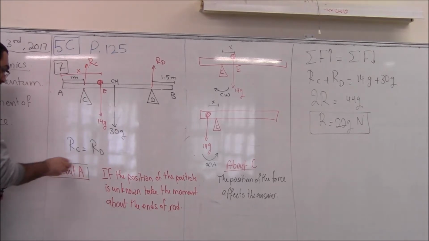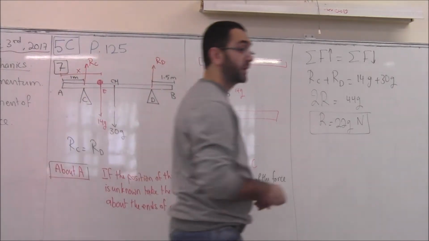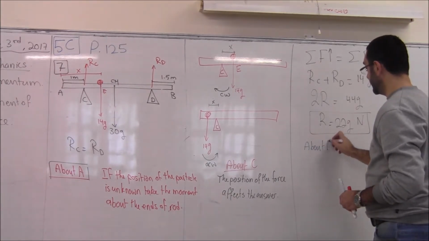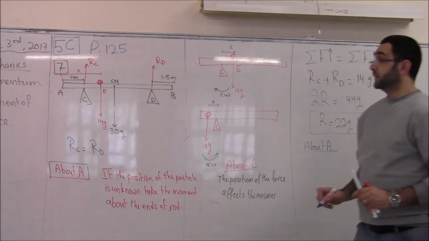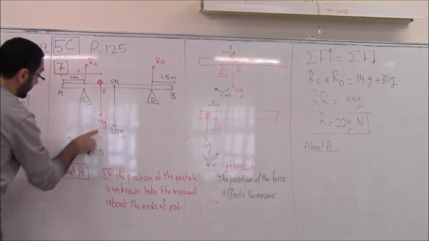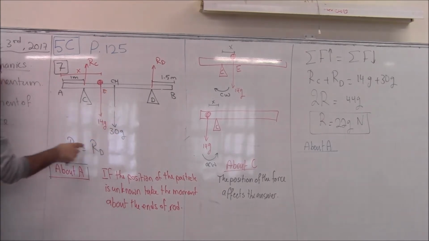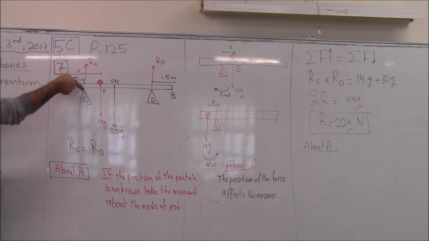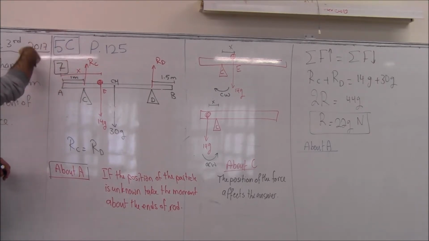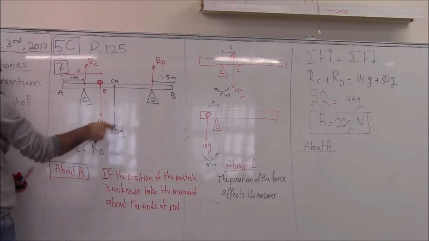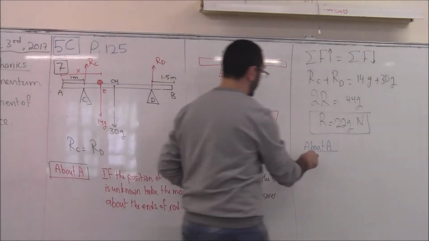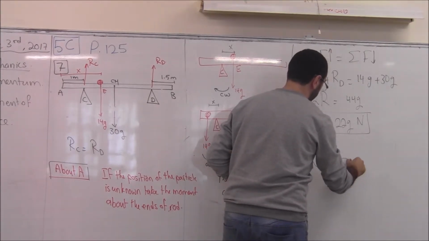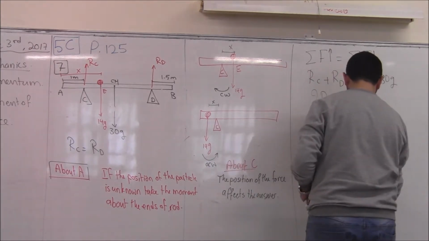Now, you take moments about what? About A. This one clockwise. This one clockwise. This anti, this anti. Again, move your finger in the direction of the force about the pivot side. Okay, hold on. So, sum of moments clockwise equals sum of moments what? Anti-clockwise. Okay?